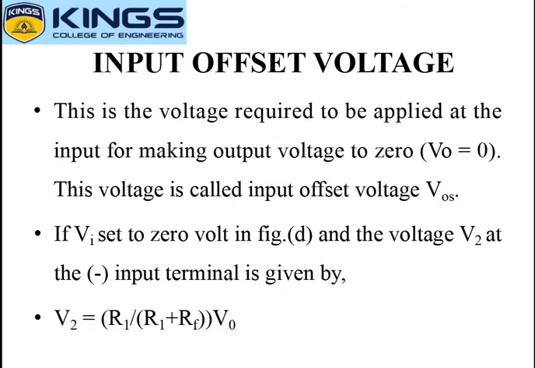The next one is input offset voltage. This is the voltage required to be applied at the input for making the output voltage 0. This voltage is called input offset voltage VOS. If Vin is set to 0 volt in figure D, the voltage V2 at the minus input terminal is given by V2 equal to R1 divided by R1 plus RF into V0.